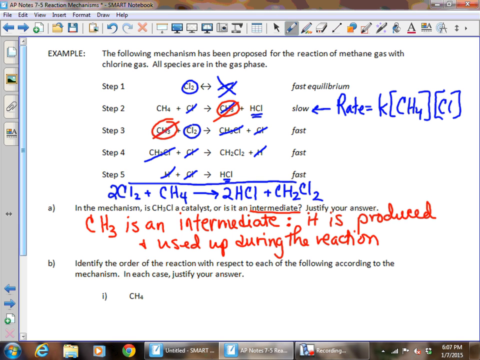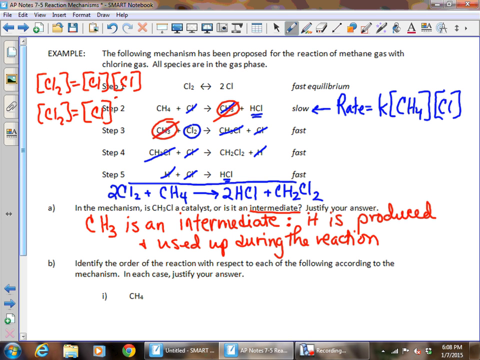So we're going to need to replace the Cl. Let's look at the only other reaction we have to look at, which is this first one, and let's rewrite that. What that says is that the concentration of Cl2 is equal to the concentration of Cl plus Cl, which is the concentration of Cl times Cl. And if you think about what that says, it's saying that the concentration of Cl2 is equal to the concentration of Cl squared, right?